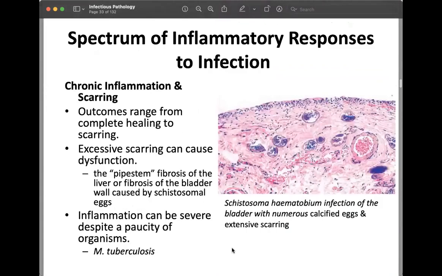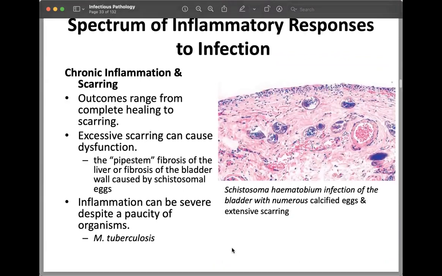Chronic inflammation and scarring go together. There is an attempt to heal because these inflammations tend to be slowly progressive. Due to the prolonged time course, the body will attempt to heal itself as well.